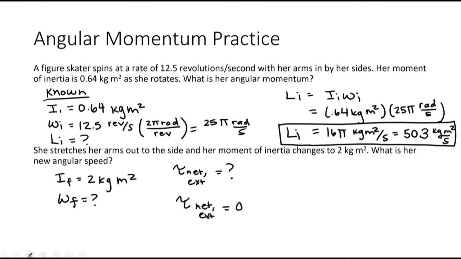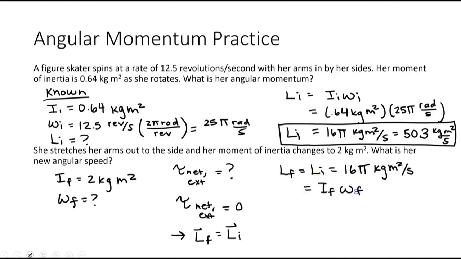Okay, so that's equal to 0, and so that tells us then immediately that the angular momentum is going to be conserved, right? So there's no change in angular momentum. L final is equal to L initial. All right, so now with that piece of information, we're ready to solve for the final angular speed, because we know that L final is equal to L initial, which is this 16 pi kilograms meters squared per second. Okay, and that's also going to be equal to I final omega final.